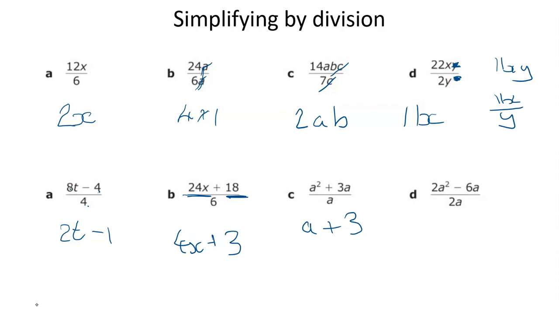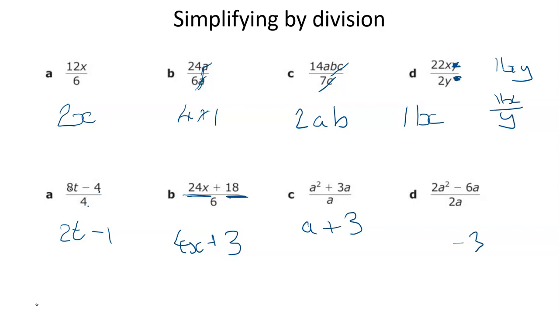And finally, there is a 2 in every term, 2, 2, and the 6 has a 2 in it, so we can cancel those down. That'll be 1, 1, and a 2 there. 3 there. 6 divided by 2 is 3.